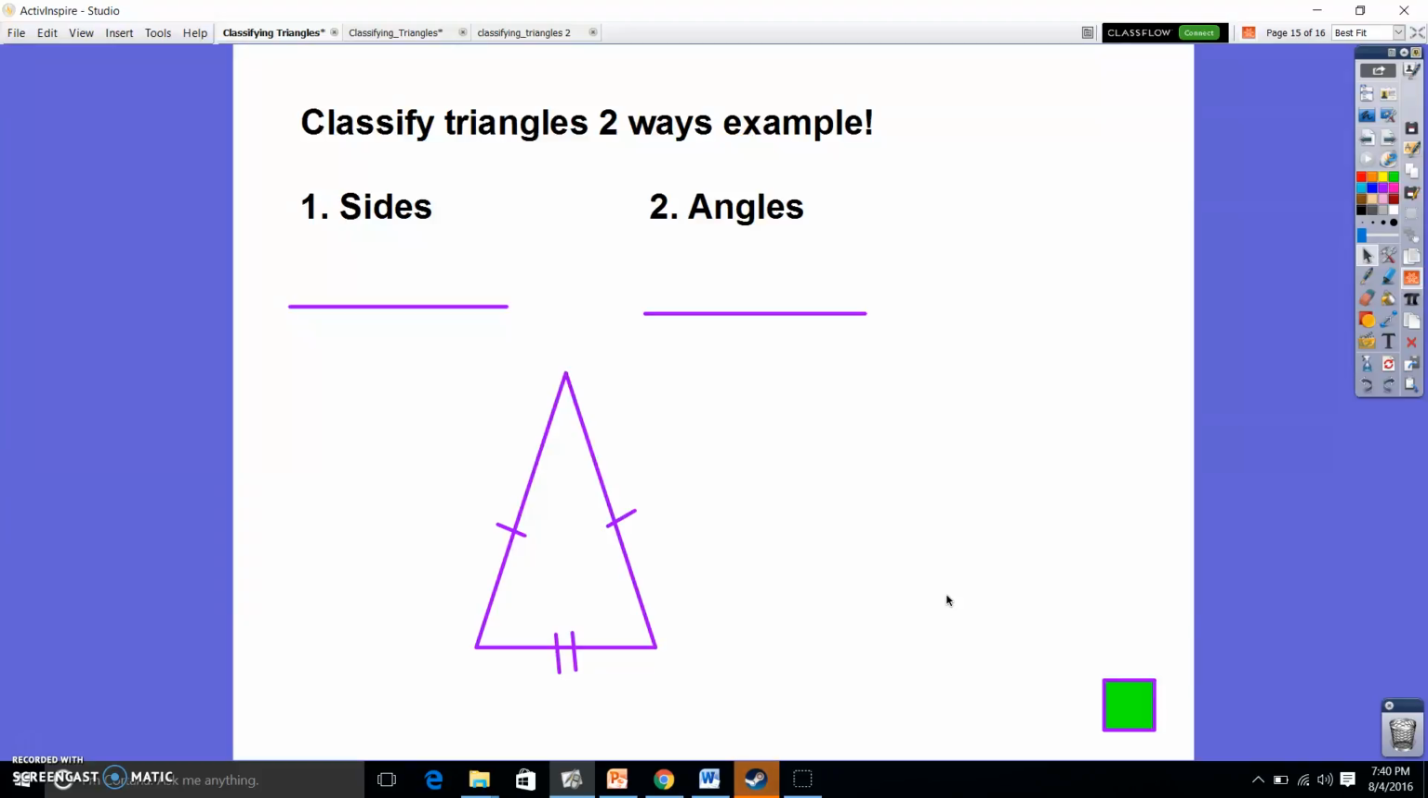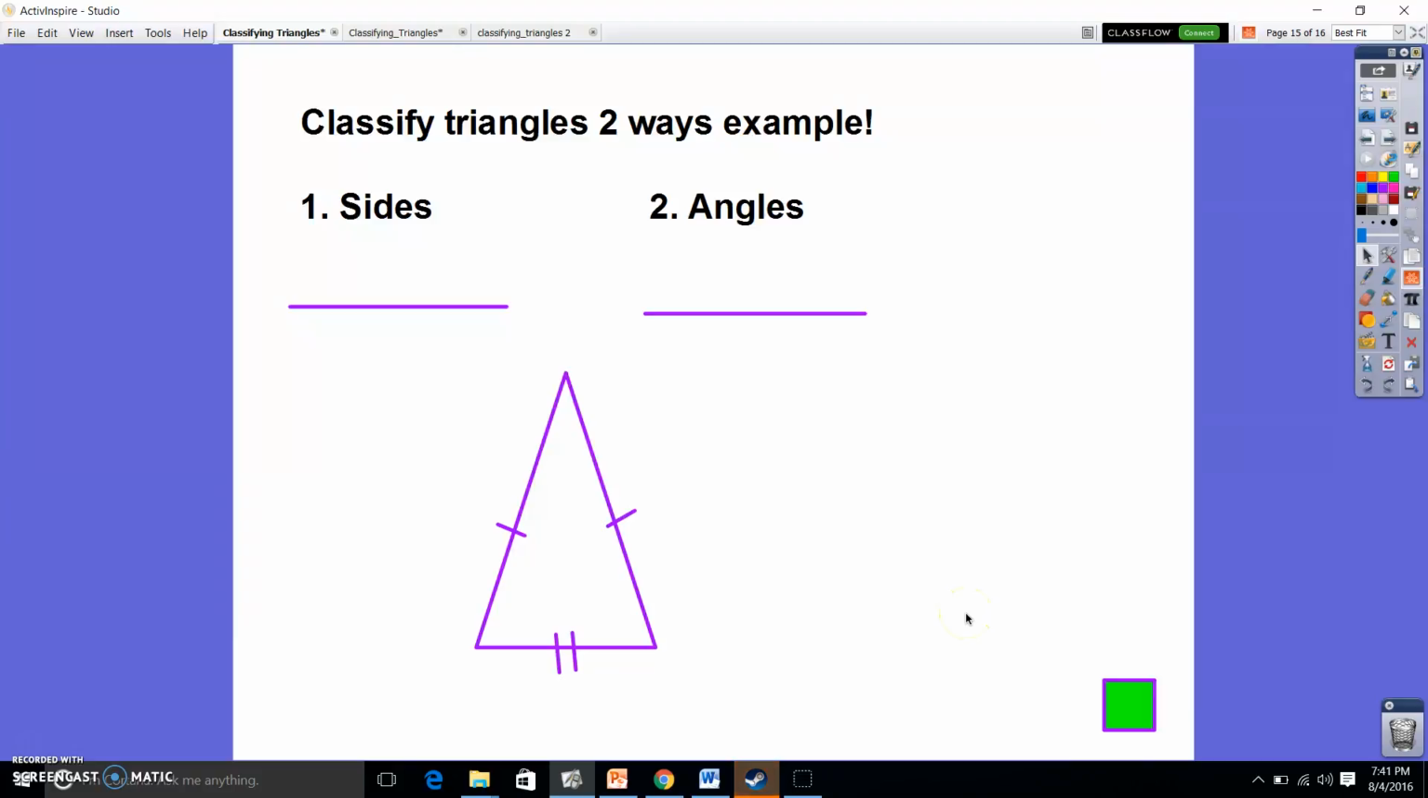So when we classify our triangles based on their angles, we can give them three names. We can call it an acute triangle when all three angles are less than 90 degrees. We could call it a right triangle if we have one 90-degree angle. Or we can call it an obtuse triangle if we have one angle that is greater than 90 degrees.